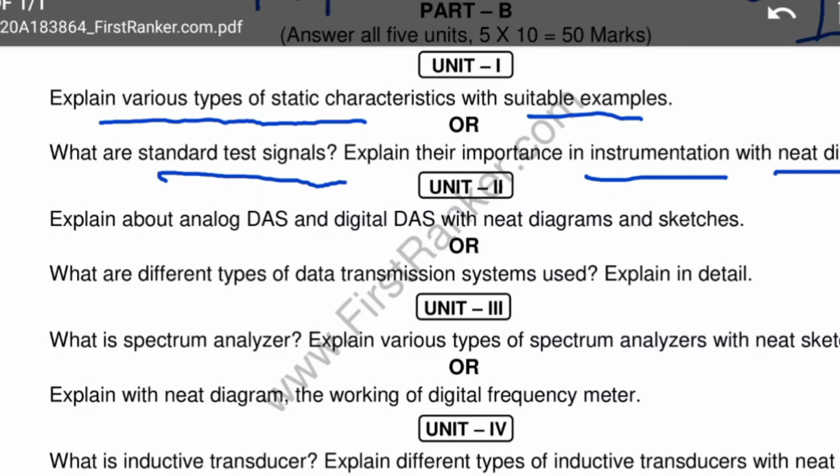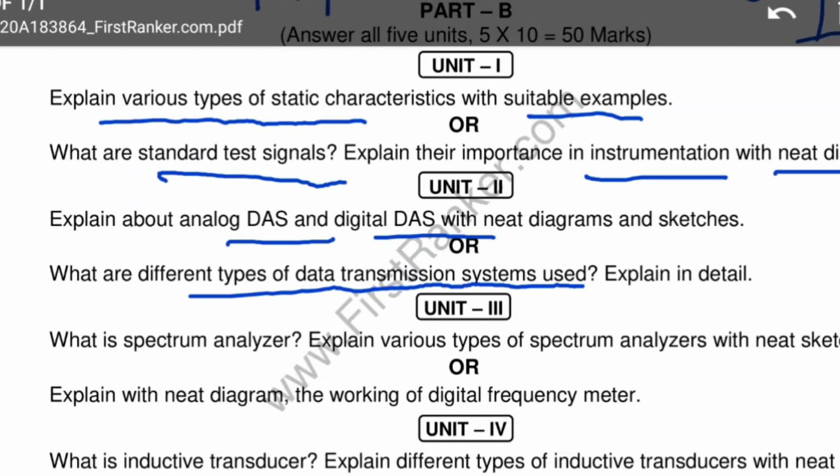Another one, the fourth question: explain analog DAS and digital DAS with neat diagrams. Different types of data transmission systems we are using. What are the different types of data transmission systems?